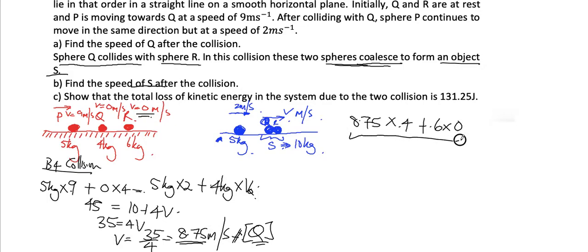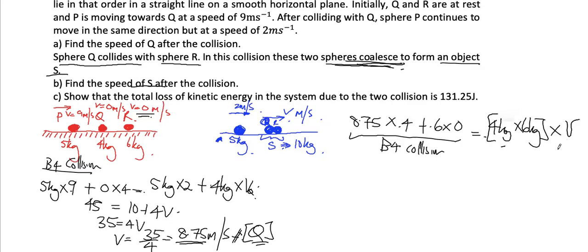So this is before collision, and this is equal to after collision. What happened? It coalesced. So when it coalesced, 4 kg plus 6 kg, they are joined together and then multiplied by V. V over here is after joining, both of them form a particle or an object called S. So this S is what is moving together as a particle, and what is its velocity?